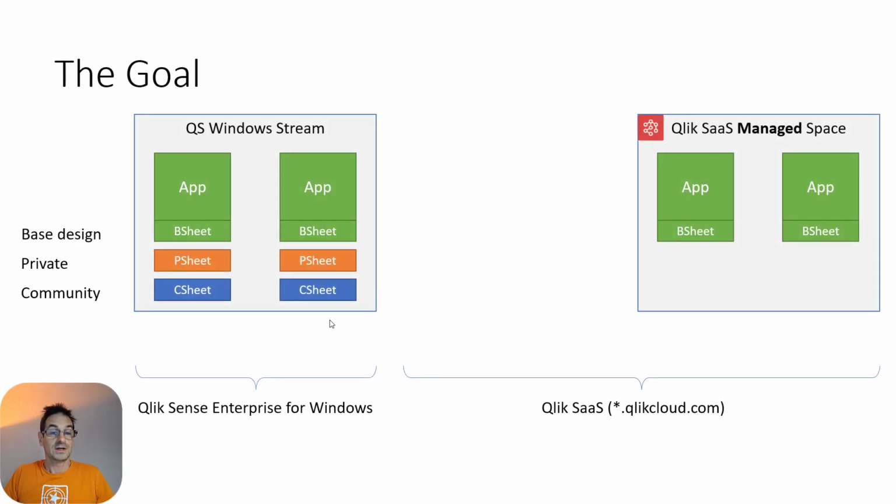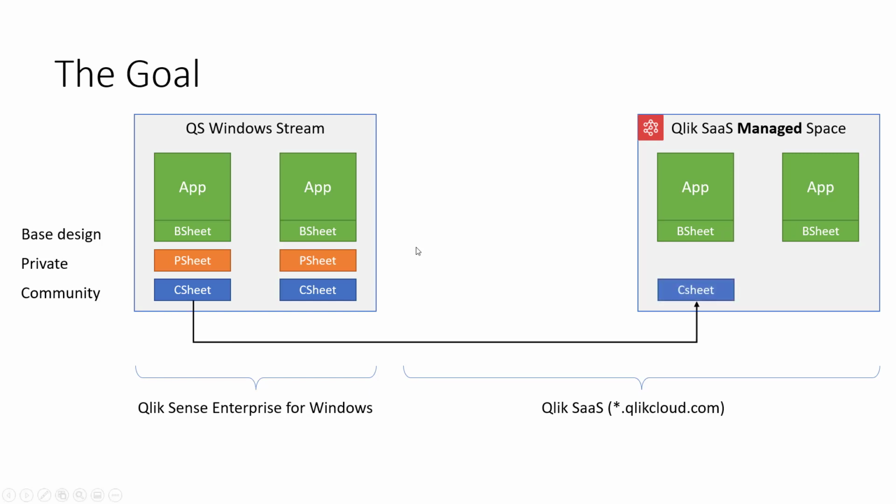The goal here that we want to achieve is that we want to take an entire Qlik Sense on Windows stream, and all the apps that are found there should end up finally in a managed space on Qlik SaaS. And also the community sheets that used to be there on Windows should make it into the same app in the managed space on SaaS. So how is the approach to do that?